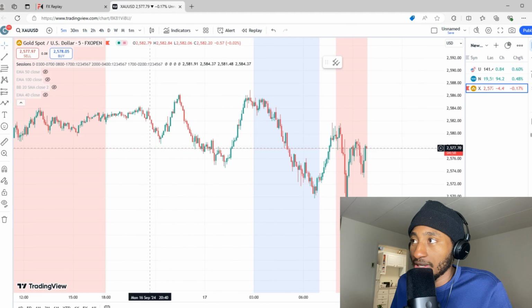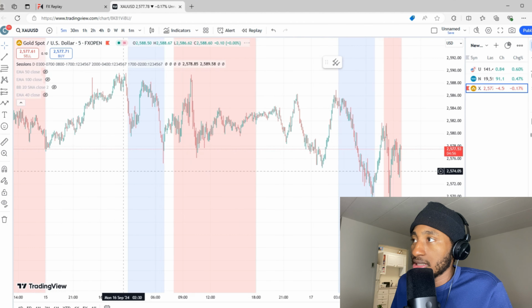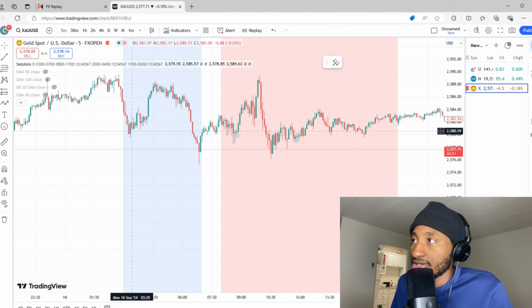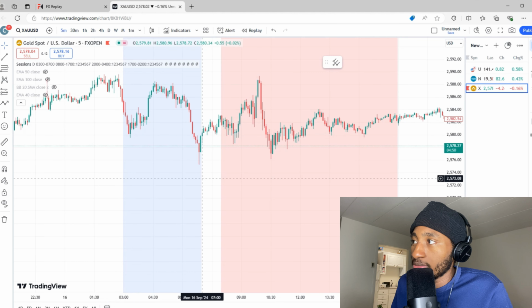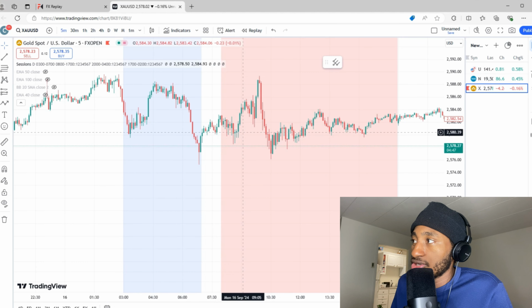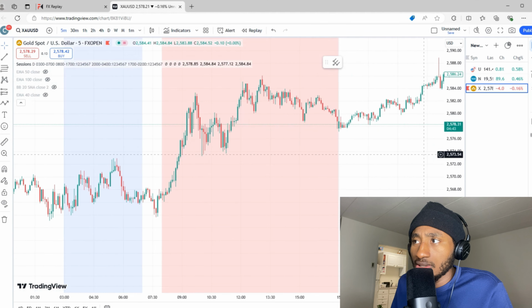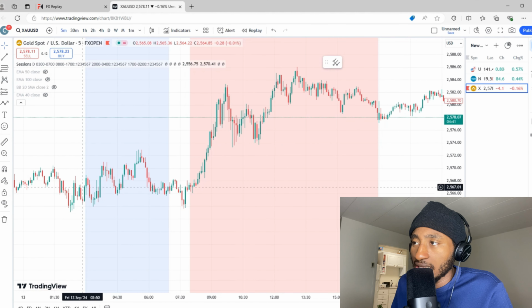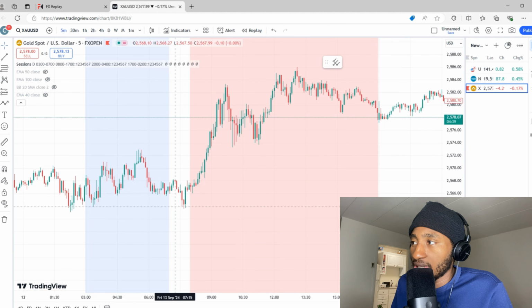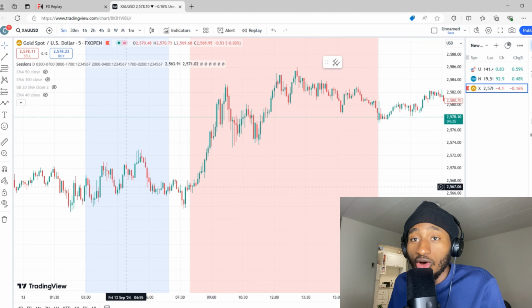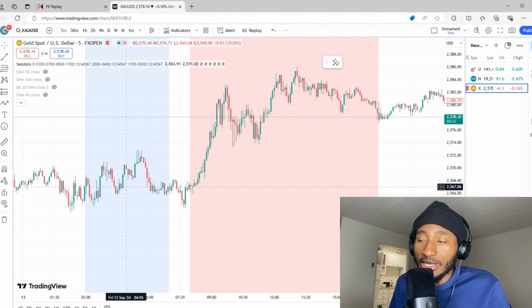For example, let's say we look at the London session. The blue is the London session. Let's say in the London session, the market drops down, goes up, comes down, and as soon as the New York session opens, guess what? The market goes up, right? So I'm like, okay, that looks good. Then I go to the other side again, down, up, down, up, down. Guess what? As soon as the market opens, up. So based on that alone, I will create a strategy.